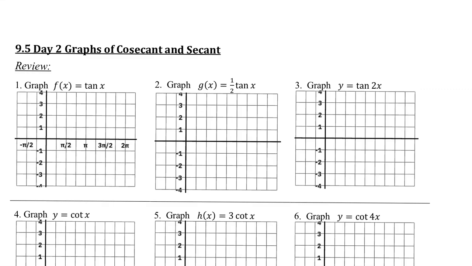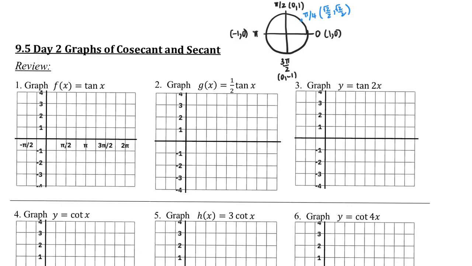9.5 day 2, we're going to graph cosecant and secant. They are the last trigonometric ratios we need to learn how to graph. Before that, we're going to review tangent and cotangent real quick because we just learned those in the last lesson. Just like all the other graphs, I'm going to do a quick sketch of the unit circle so I can get the key points.